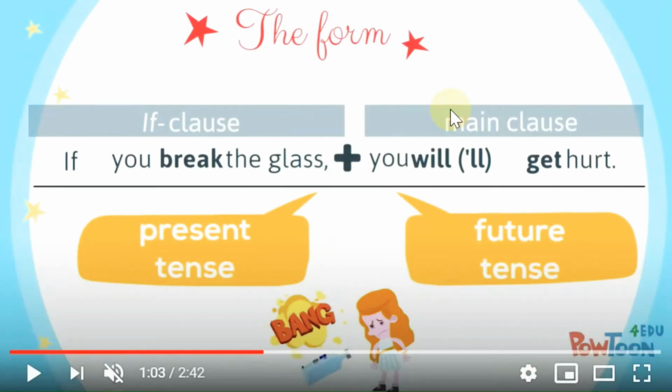You can see again, the if clause has got present tense, and we use the future tense for the main clause. This is very important. So we use the present tense with the if clause, and we use the future tense with the main clause.